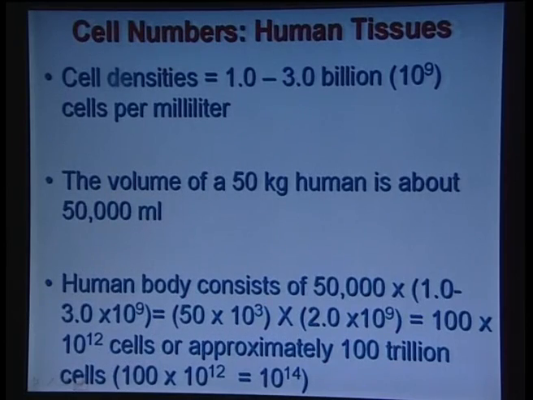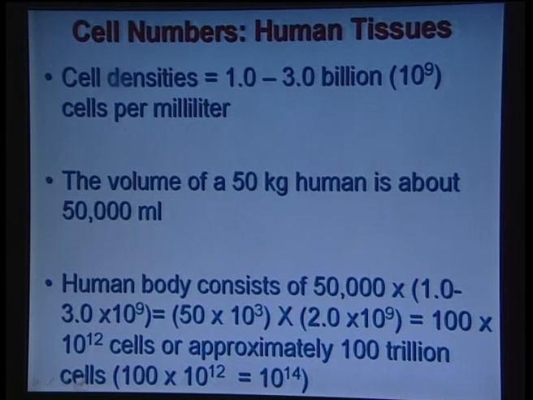Now, these are some clinically relevant tissues by clinically relevant numbers. Typically the cell density per milliliter is 1 to 3 billion, that is of the order of 10 to the power 9 cells per milliliter. If you consider a 50 kg human, the volume is roughly 50,000 milliliter. So, in the 50,000 milliliter, how many cells will be contained? That is why it is said that the human body consists of 50,000 multiplied by 1 to 3 billion cells, and that is roughly around 10 to the power 14 cells.